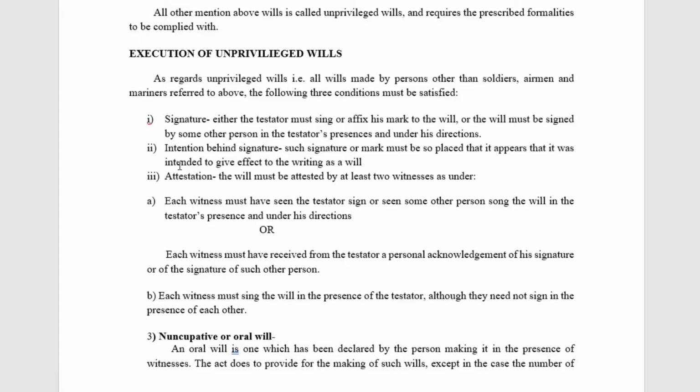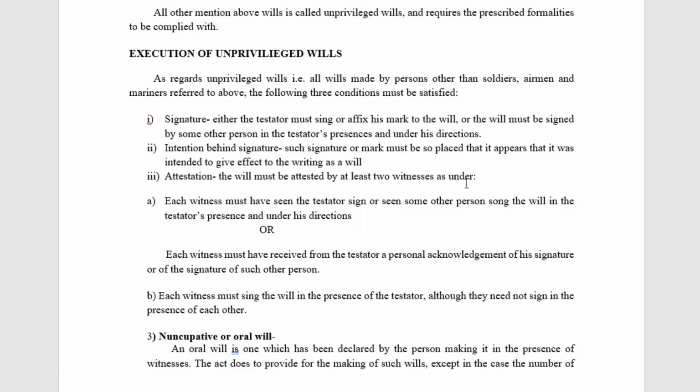And the third one is attestation, which is also very important. Here the will must be attested by at least 2 witnesses. That means it may be more than 2, but at least there should be 2 witnesses. And the primary thing is that each witness must have seen the testator signing the document, in the presence of the testator. Suppose he has not signed, then the witnesses should see that the testator is giving the directions for preparation of the will.